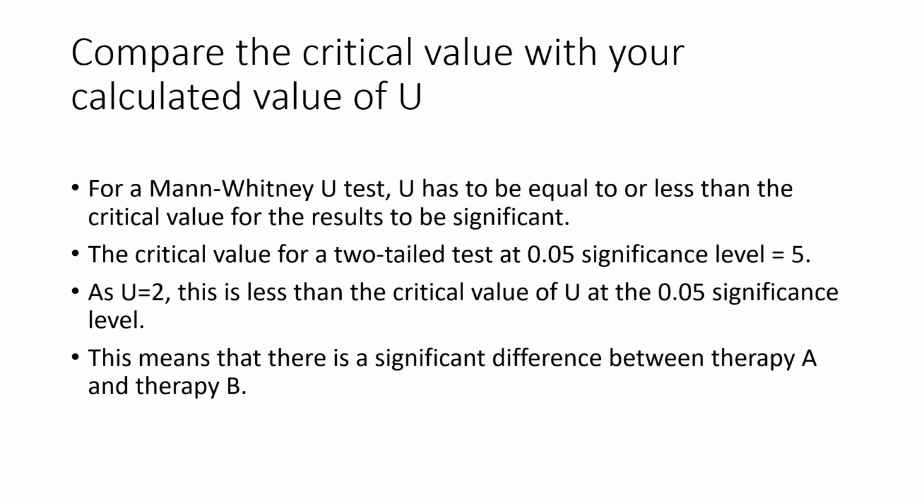So now we're going to compare the critical value with our calculated value of U. For Mann-Whitney U test, U has to be equal to or less than the critical value for the results to be significant. The critical value for a two-tailed test at 0.05 significance level equals 5. As U equals 2, our calculated value, and this is less than the critical value of U at the 0.05 significance level, this means that there is a significant difference between therapy A and therapy B.